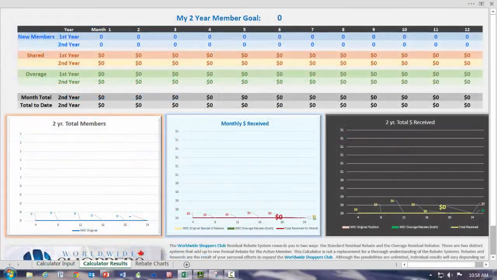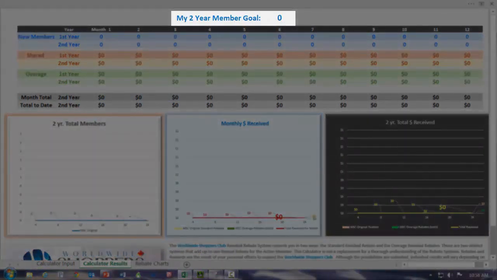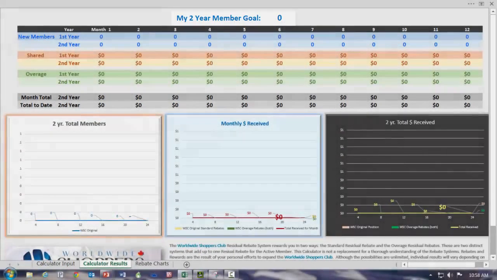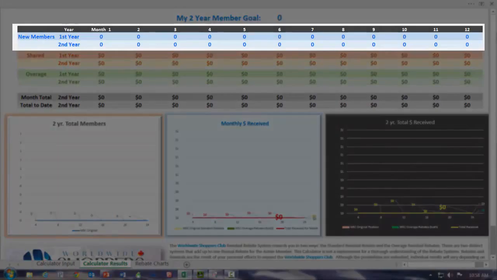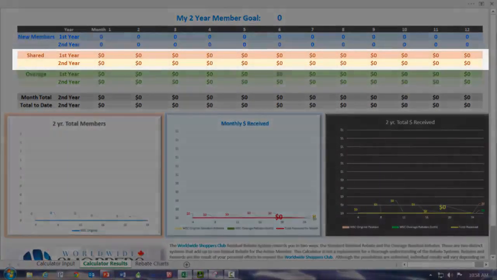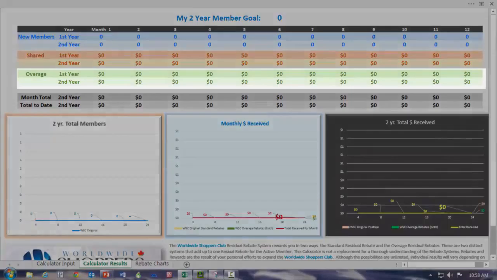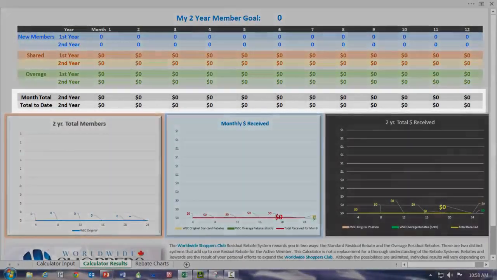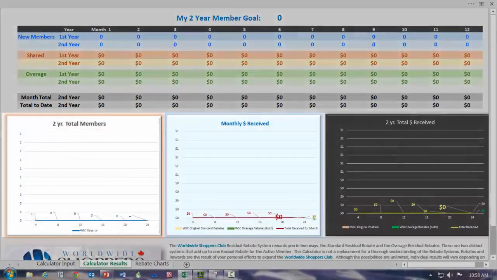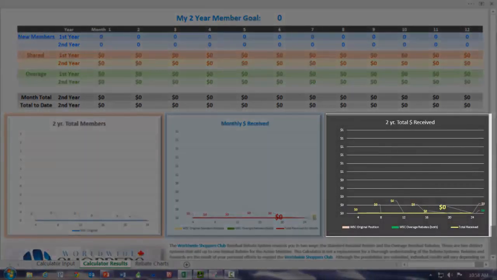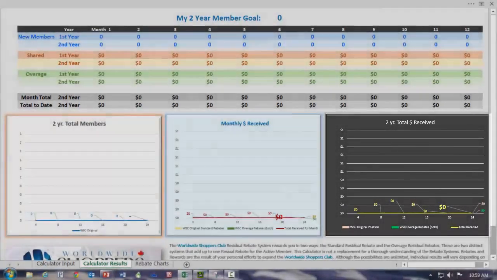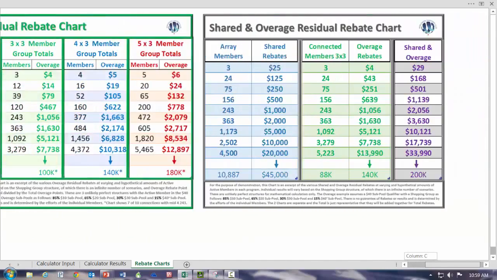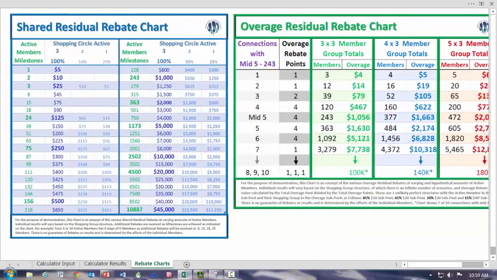The very first thing you're going to do in the calculator is set a 2-year member goal. And then what the results section will break down is what milestones you have to achieve to get there, what the shared rebates will be as you're getting there, what the overage rebates will be, and finally what the total will be. Then what we'll do is we'll graph that out with the total monthly rebates you'll be receiving, and then the total over the 2 years you would have received. Finally, in our short little tour here is the Rebates Chart tab, which shows you both the shared rebates, the overage rebates, and then the combination of the shared and overage rebates, so you can have those for reference.